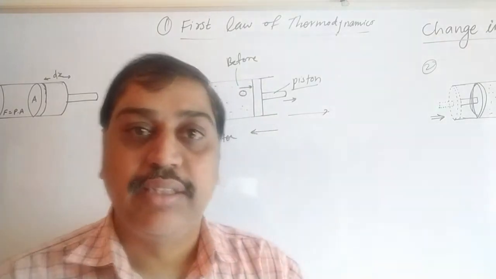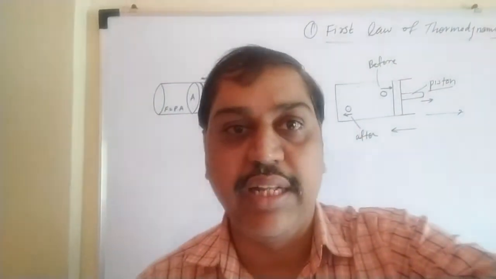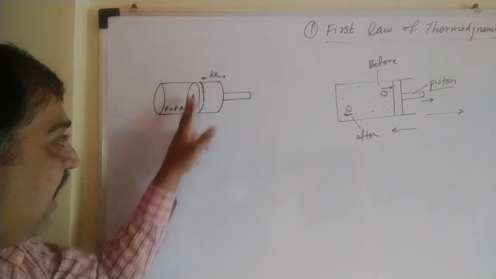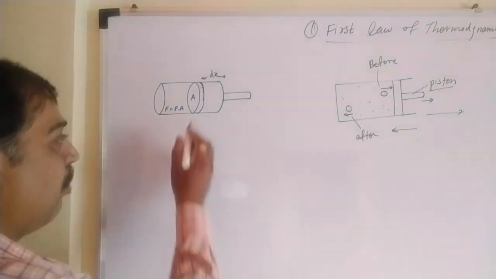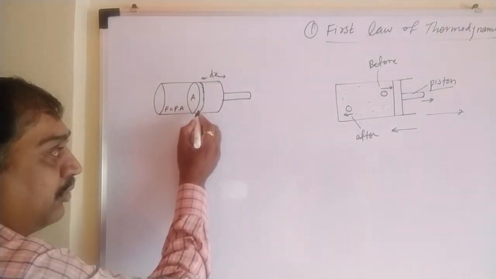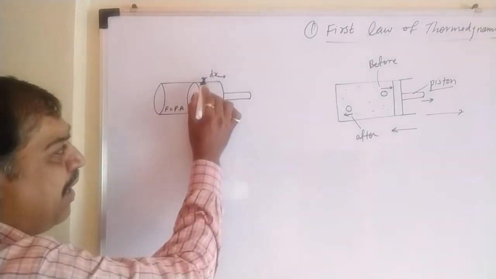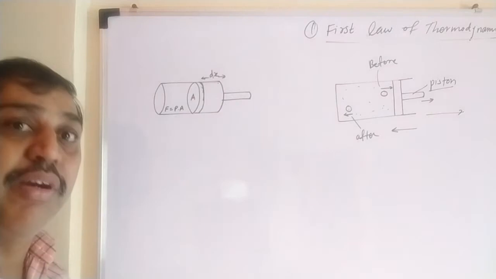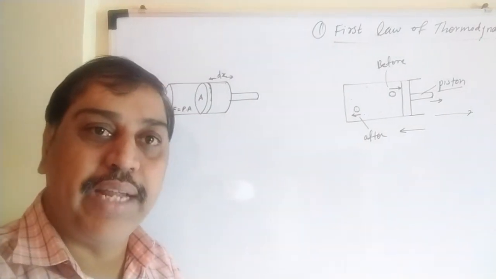Apart from this, if you see the same system that I have shown in this diagram, suppose the area of the cylinder is A, and suppose I want to move this piston, having area A, by a distance dx. So there must be work done. And before going to the work done, first of all we know the equation for pressure.